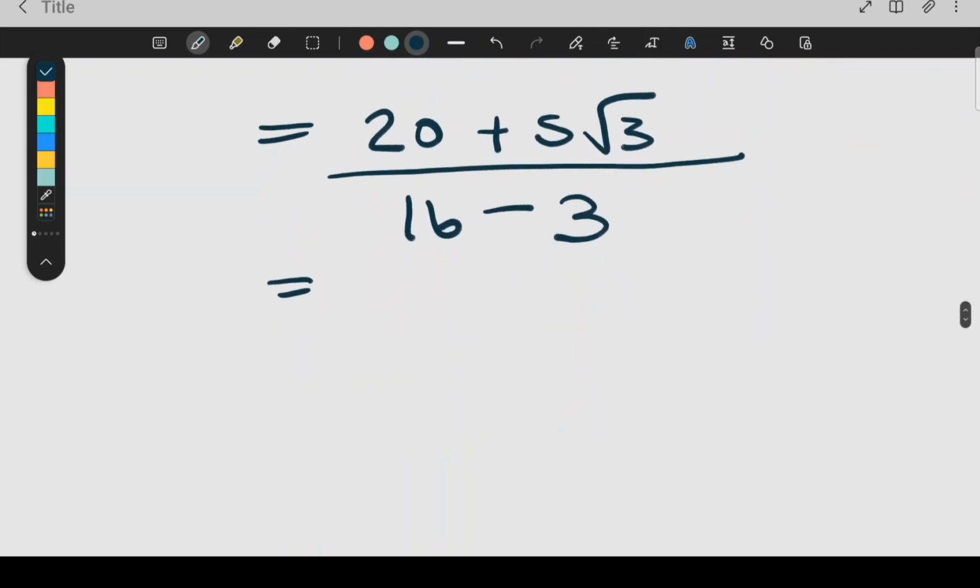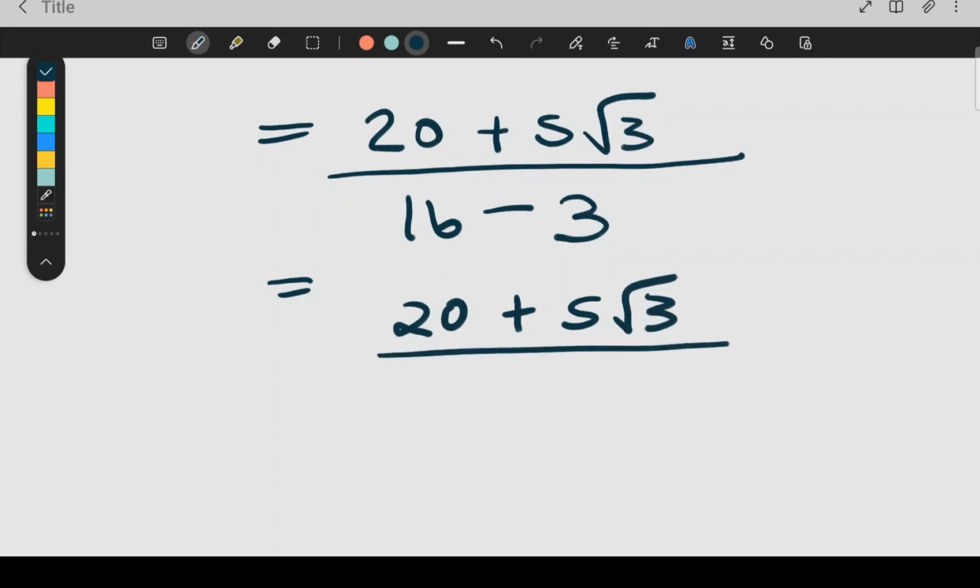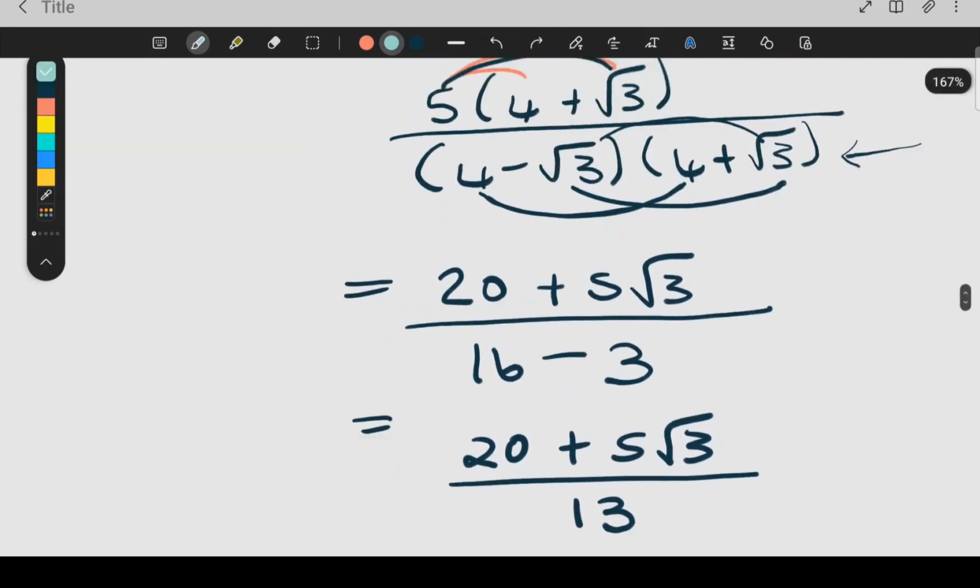Okay, so can you see the denominator? There's no root, so we rationalize the denominator. So this is 20 plus 5 root 3 over 16 minus 3, which is 13. You have rationalized the denominator.